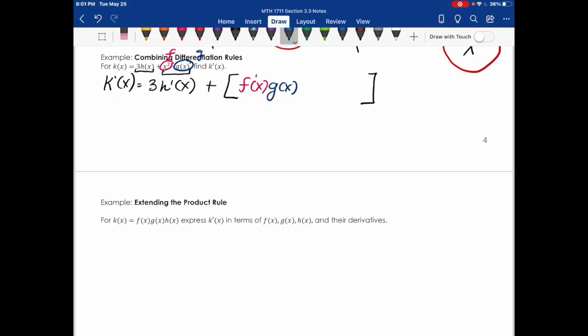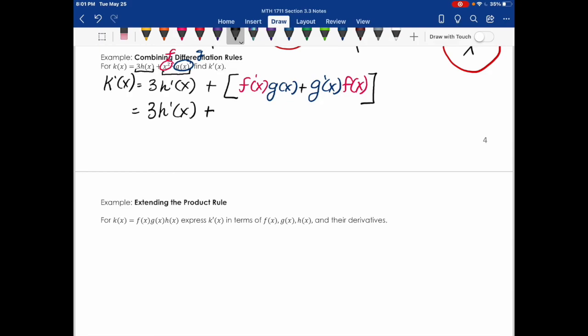And so for my product rule, I'm going to take the derivative of f times g of x and add it to the derivative of g of x times f of x. So when I bring this down, I have 3h prime of x plus, now I know what f of x is, it's x squared. I don't really know what h of x is, or h prime of x, or g of x, so I just have to leave it as is.